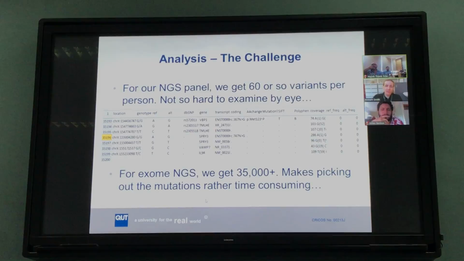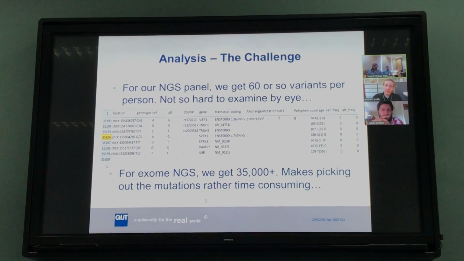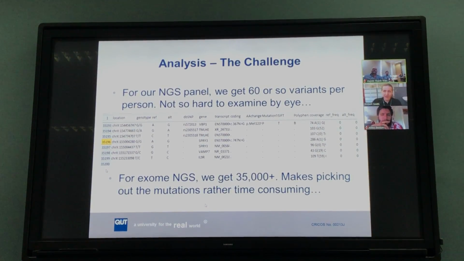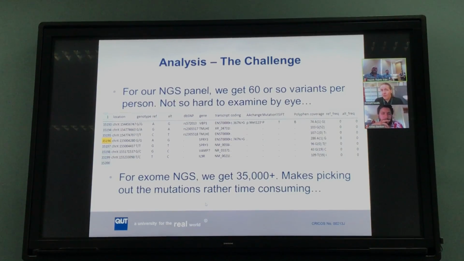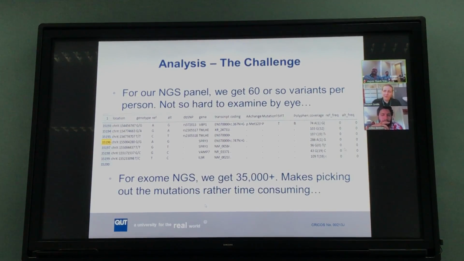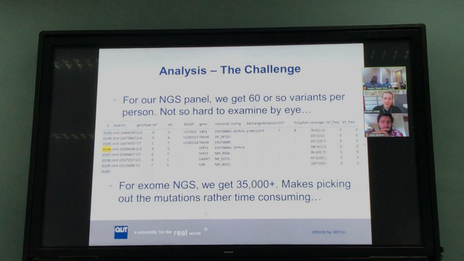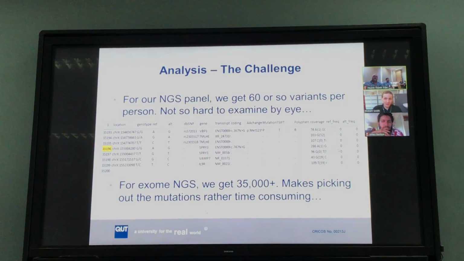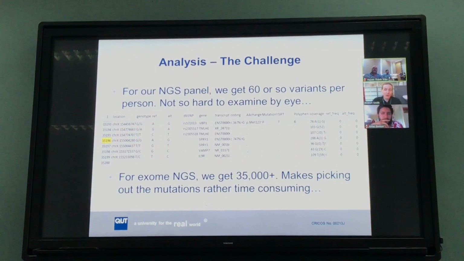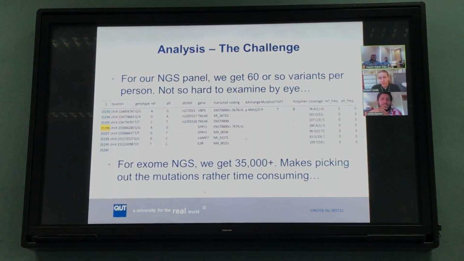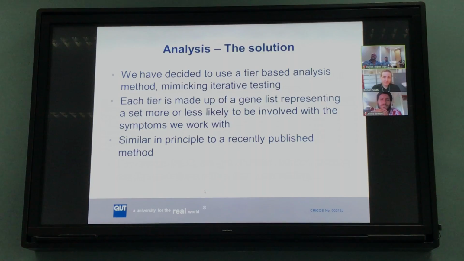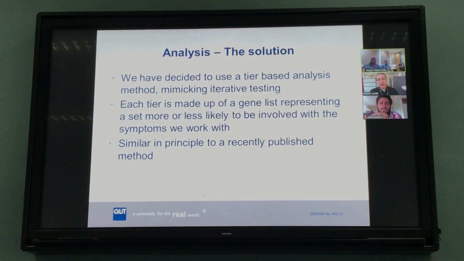But for our exome sequencing, we're getting 35,000 variants per person on average. This makes it really hard for you to find mutations, and as you'll notice, the reference frequency and alternative frequencies are 0. These are all rare variants we're looking at here, just in this capture alone. So trying to go through all this is really, really difficult. That's where we came up with the pipeline.